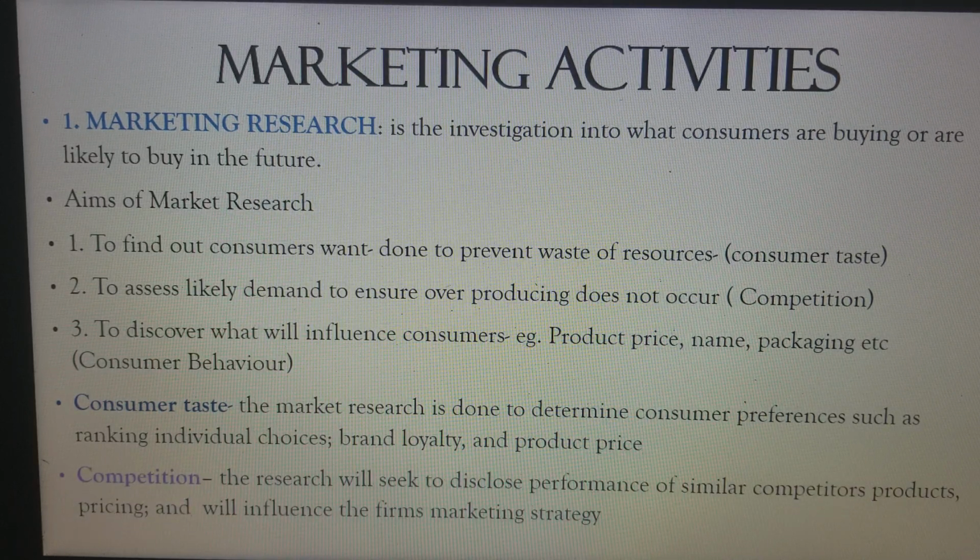Secondly, competition. The research will seek to disclose the performance of similar competitors' products. So we might go out into the market to determine how our product is performing as against our competitors. We may also want to look at the pricing. What's the price for a similar product out there by our competitors as against ours, which will now influence what marketing strategy we'll use based on the results we have received from the research.